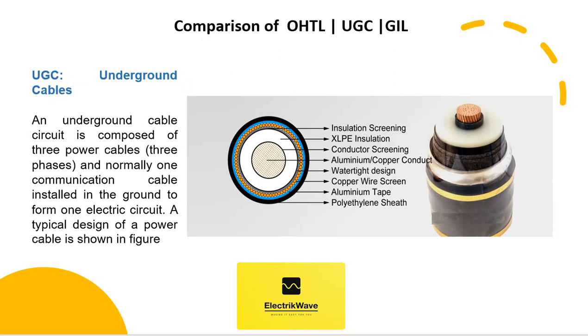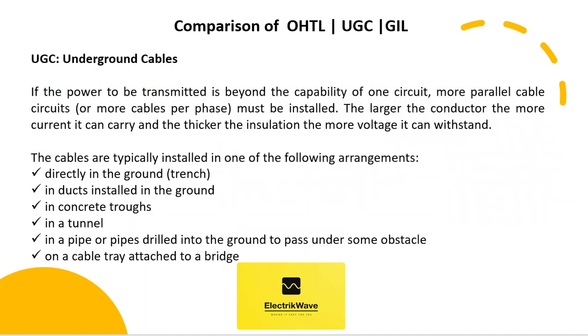An underground cable circuit is composed of 3 power cables, 3 phases, and normally 1 communication cable installed in the ground, to form 1 electric circuit. A typical design of a power cable is shown in the figure. If the power to be transmitted is beyond the capability of one circuit, more parallel cable circuits, or more cables per phase, must be installed.